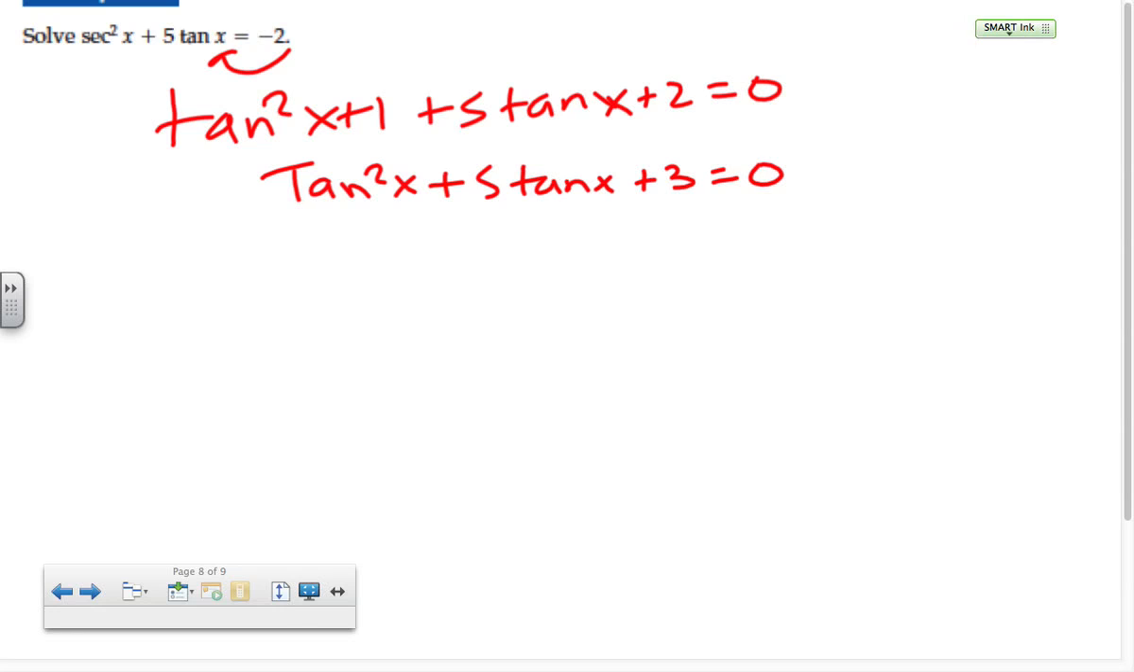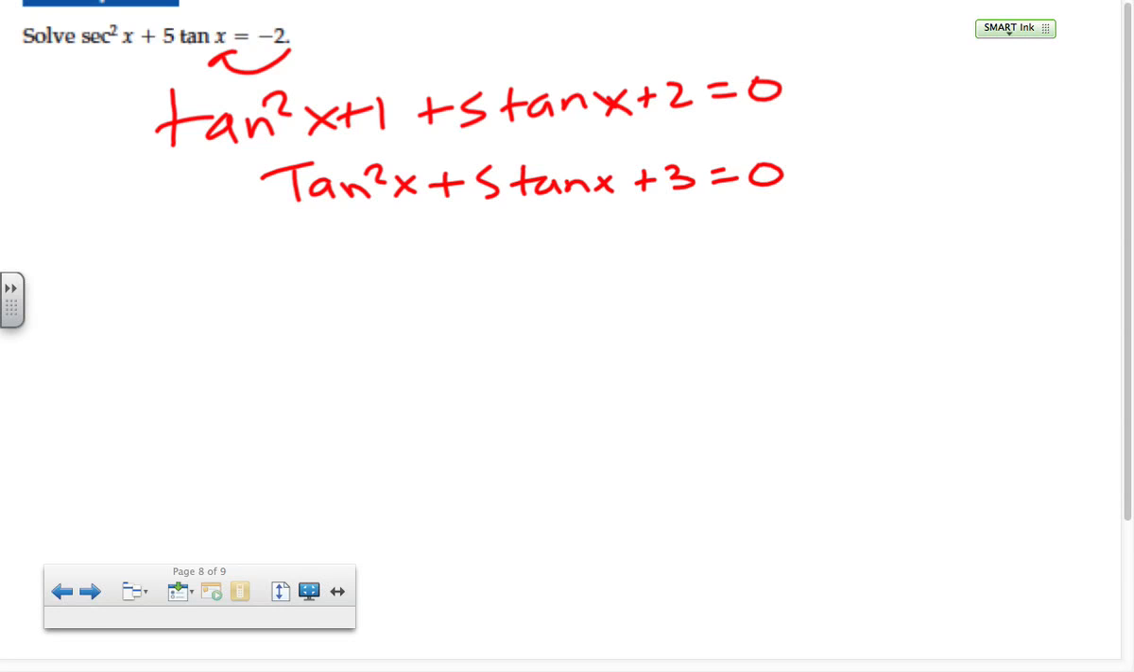Now, a lot of you will look at this and say, oh, hey, how can I factor it? It's not factorable. But we can still solve it using the quadratic formula. I think it's kind of funny, here we are using the quadratic formula in trig. So that makes me excited. I know it probably doesn't make you excited though.